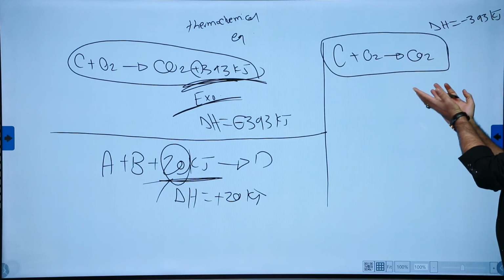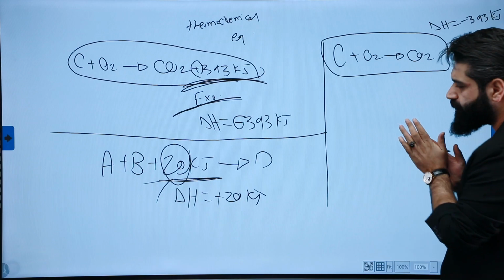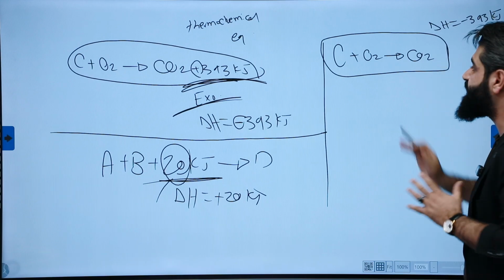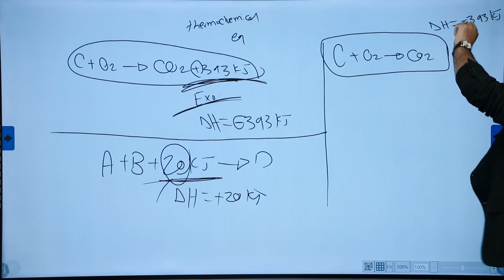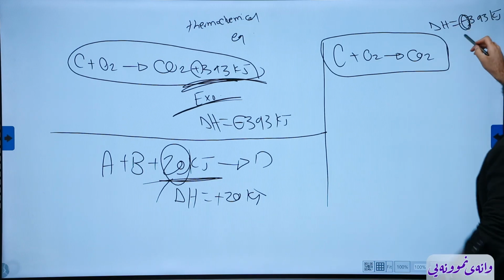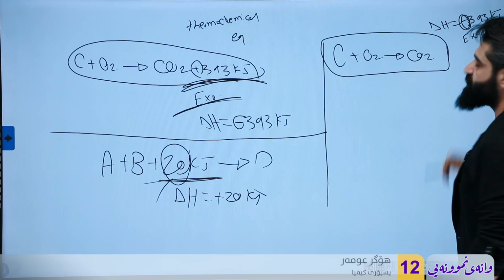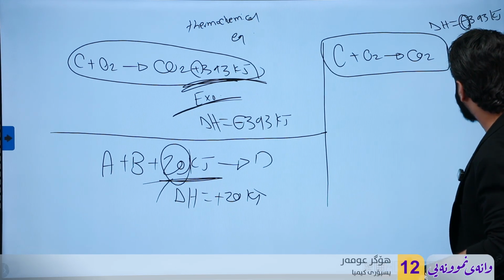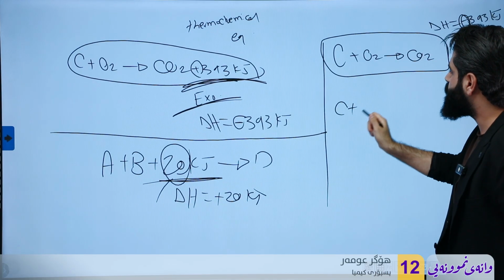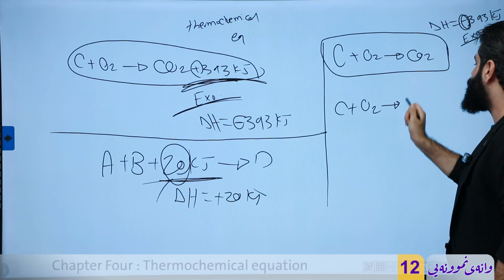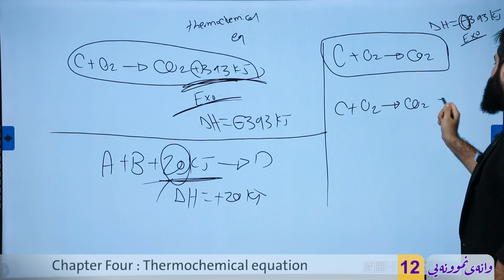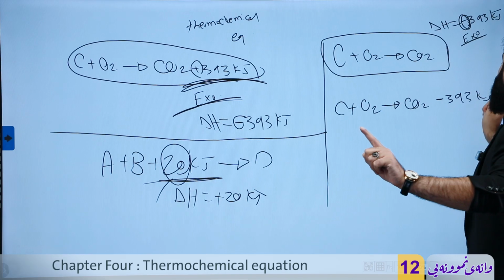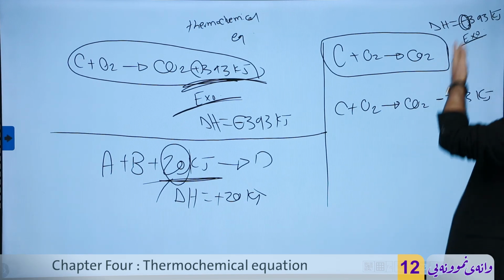Try to rewrite this, but this time in the form of a thermochemical equation. Look at this: it is a negative value, which is exo. Exo must be written at the product side. Carbon plus O2 to form CO2 plus 393 kilojoules.